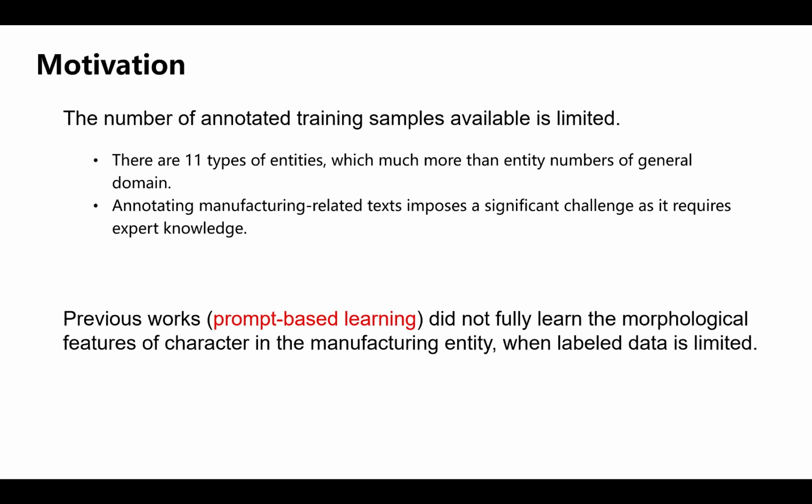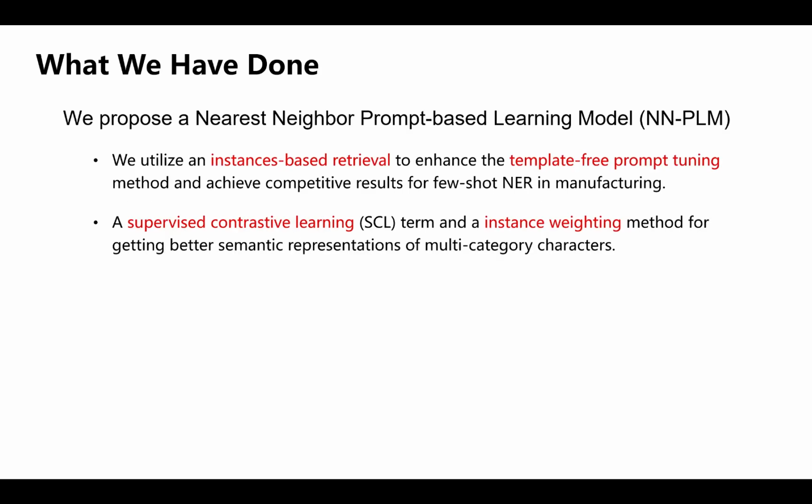Recently, prompt-based learning has succeeded in few-shot NER by exploiting prompts as task guidance to increase classification efficiency. But this work did not fully learn the morphological features of characters in the manufacturing entity when labeled data is limited. To address these issues, we propose a nearest neighbor prompt-based learning model, which utilizes instance-based retrieval to enhance the template-free prompt tuning method and achieve competitive results for few-shot NER in manufacturing.